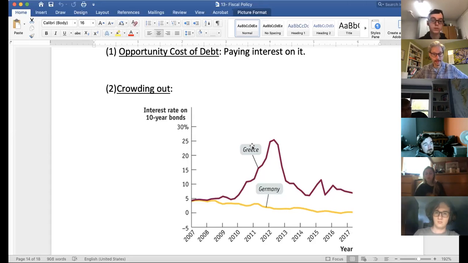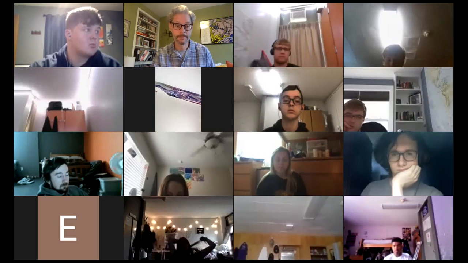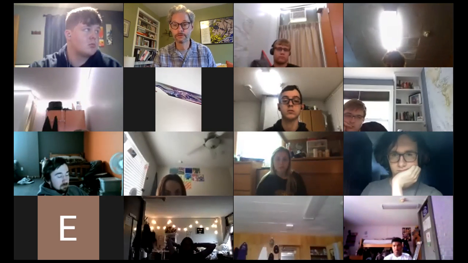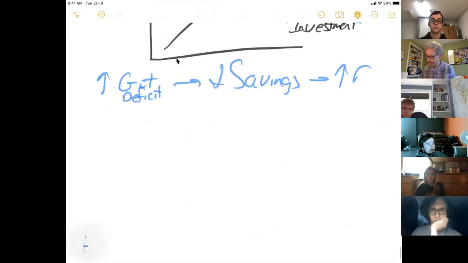Why the difference? Germans save, the Greeks don't. If you save a lot, you're going to have low interest rates. If you don't save a lot, you're going to have high interest rates. And so this is one of the big dangers. In fact, things got so bad in Greece that eventually Greece found it impossible to borrow anymore. And that's what we call a debt crisis.